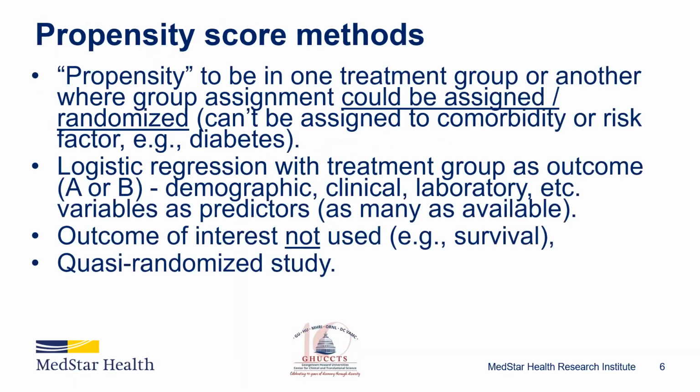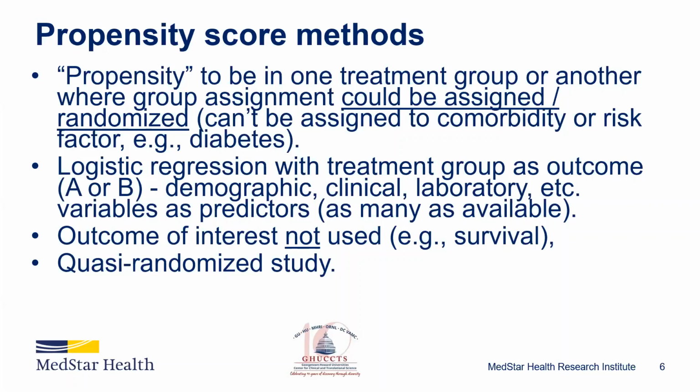A propensity score is the concept or the idea that you have a propensity to be in one treatment group or another, where the group assignment could be assigned or even randomized. I want to make a point here that you can't be assigned to a comorbidity or risk group.